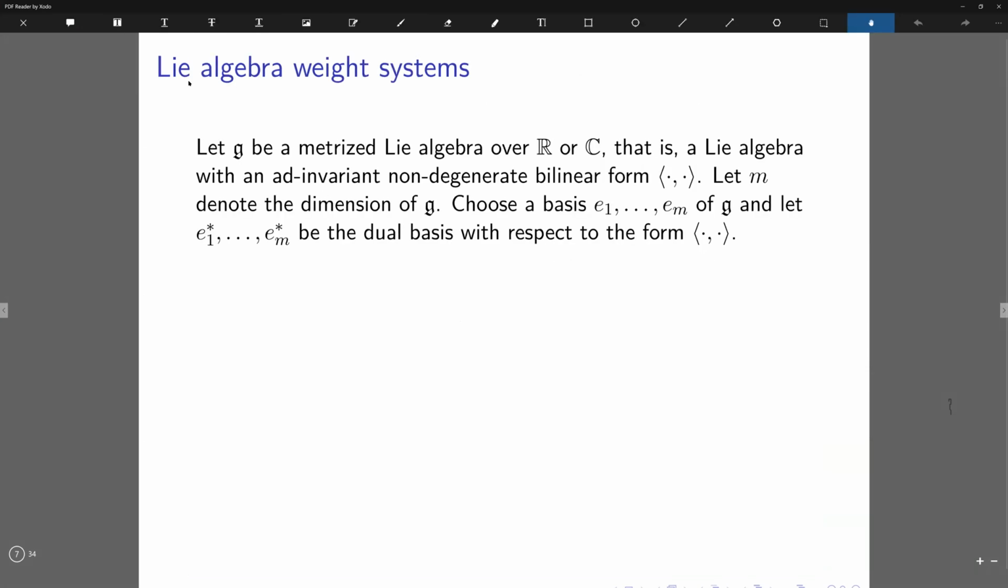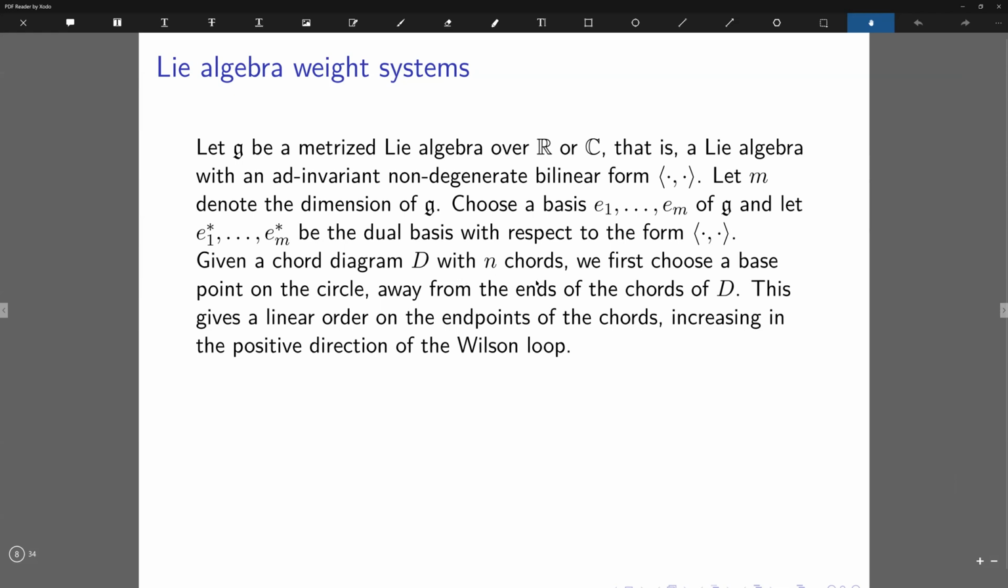Now I'm going to talk about the algebra weight system. So if G is the algebra over R or C, this field is not really important, with a bilinear form, and M is the dimension. We can choose a basis E1 to EM, and E1 star to EM star is the dual basis with respect to the bilinear form.